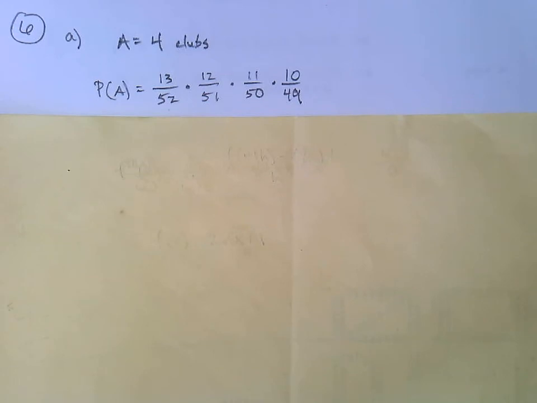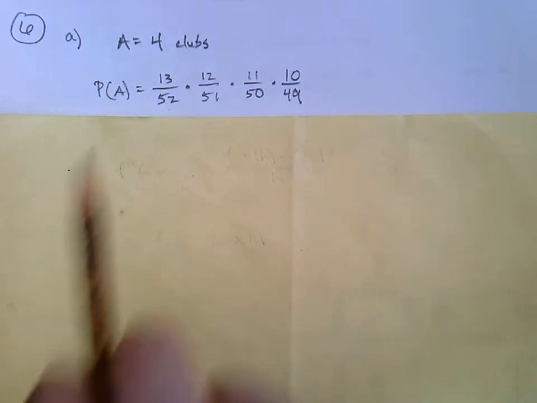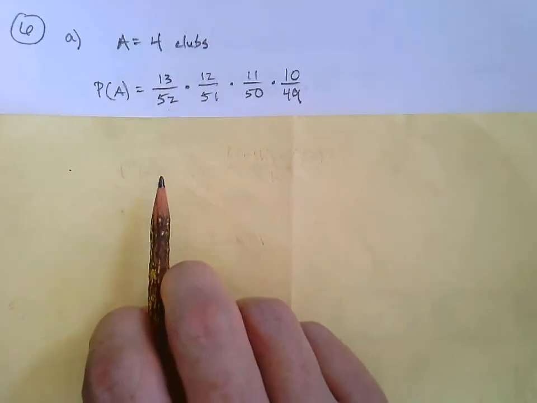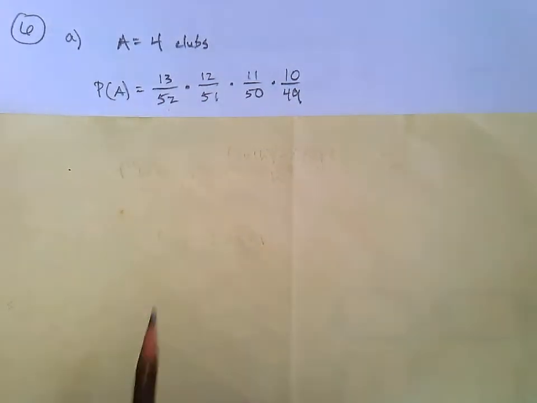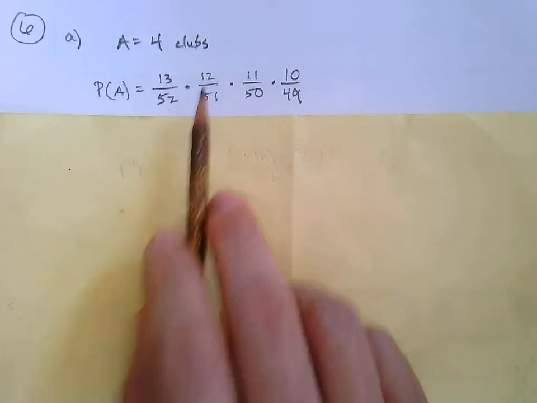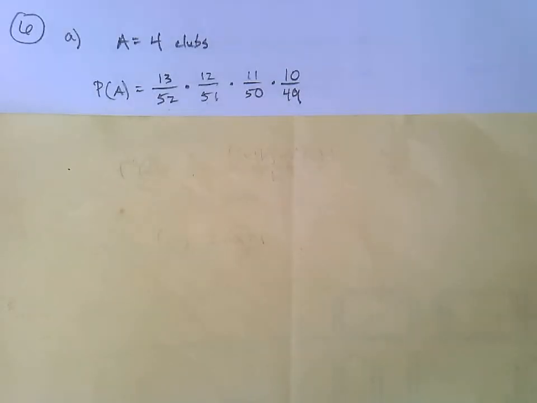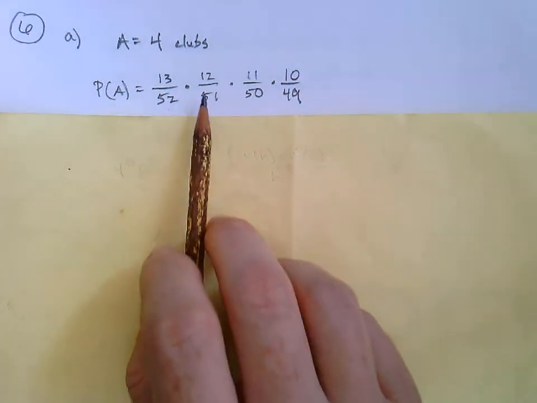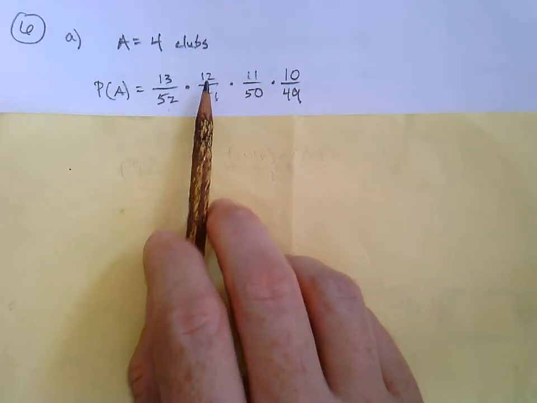So 13 clubs out of 52. We're going to draw one of those. Doesn't matter which one. We're going to take one of those 13. So 13 out of 52 chance of that happening. And we keep it. Then we go and draw a second time. But now when we go to draw this second time, how many cards are there to draw from? Well, we already have one, so there are only 51 cards. So it's out of 51. And how many clubs are there to choose from? Again, we already took one, so there are only 12 left. So 12 out of 51.